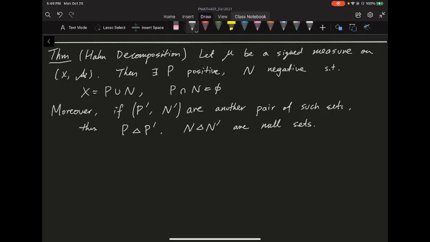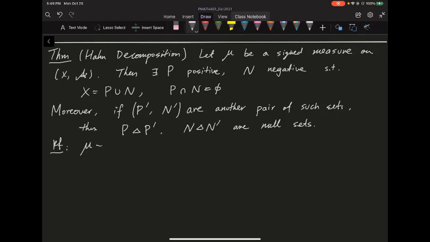It basically says the following: if I have a signed measure on a measure space, then this measure space X can be decomposed as a positive part and a negative part, where P is a positive set and N is a negative set. And this decomposition may not be unique, but it is unique up to set difference by null sets. So if I have another such decomposition P prime and N prime, then the set differences of P and P prime, and N and N prime, are null sets. All right, so let's prove this fact.